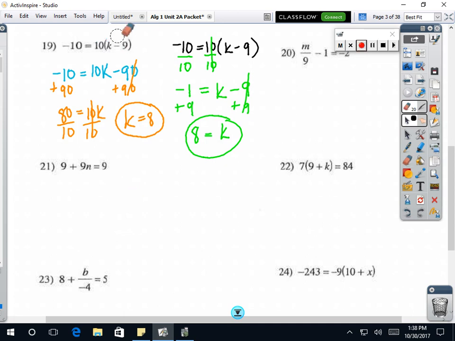Okay, then I'm going to check 8 in the answer. If I put 8 right here, 8 minus 9 is negative 1, and negative 1 times 10 is negative 10.